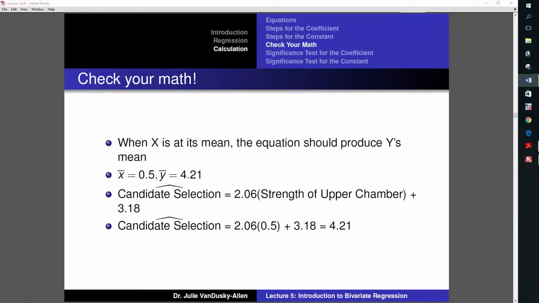Now after you calculate your regression equation, you can check to see if you did the math correctly. If we input the mean of x, or the mean of the independent variable, into the regression equation we calculated, the equation should equal the mean of y, or the mean of the dependent variable. The mean of x was 0.5 and the mean of y was 4.21. Our regression equation was candidate selection hat equals 2.06 times strength of upper chamber plus 3.18. So placing the mean of x, 0.5, here, we have candidate selection hat equals 2.06 times 0.5 plus 3.18, which is 4.21. And 4.21 is the mean of y.